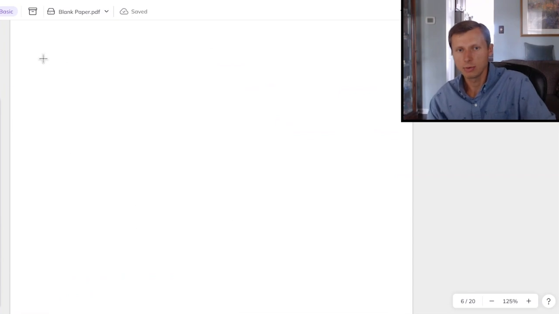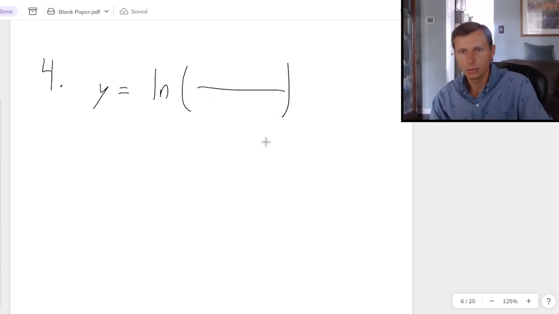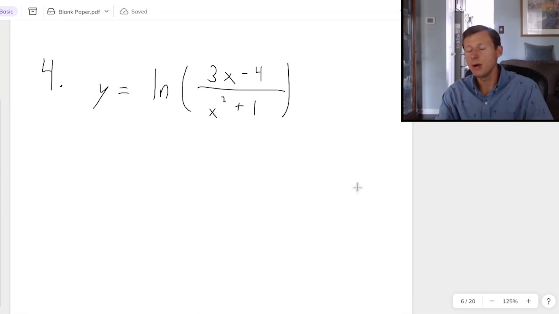And now we just have one more problem for today, number 4. I have y equals the natural log of a big set of parentheses here with a big fraction bar in the middle. In the numerator, I have 3x minus 4, and in the denominator, I have x squared plus 1. And so for this one, I do not want you to try this on your own. The reason why is this is kind of a trick question. I'm going to cover this one in a different video.